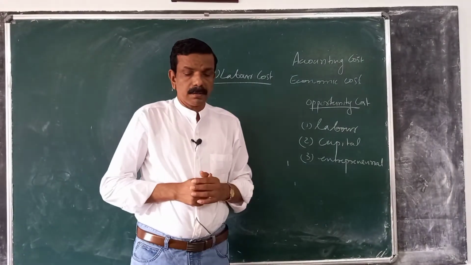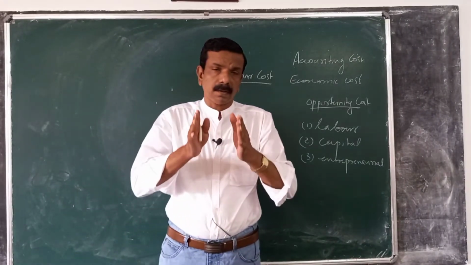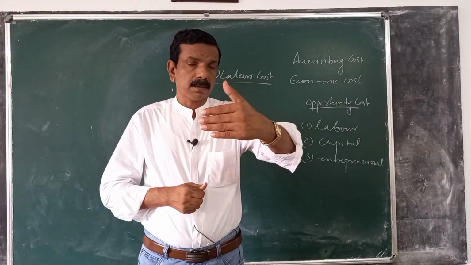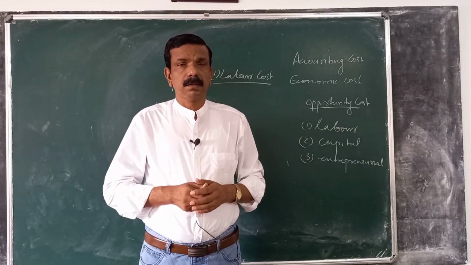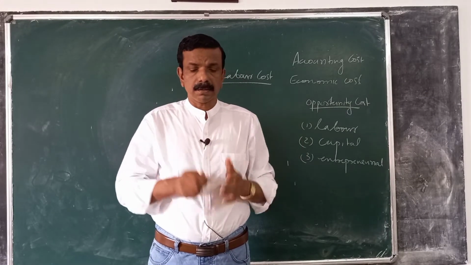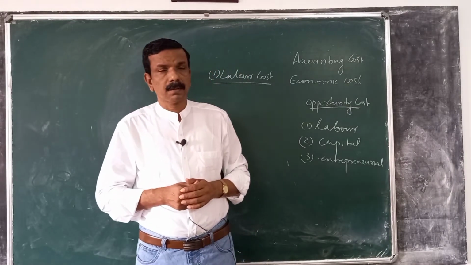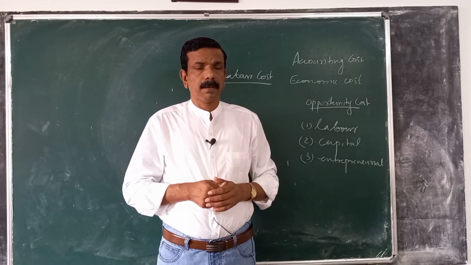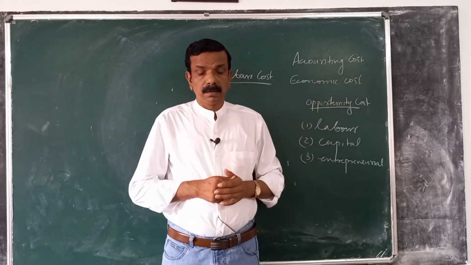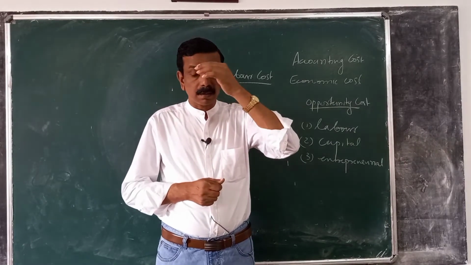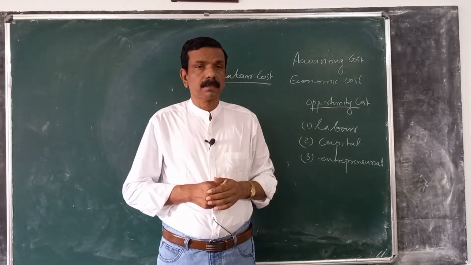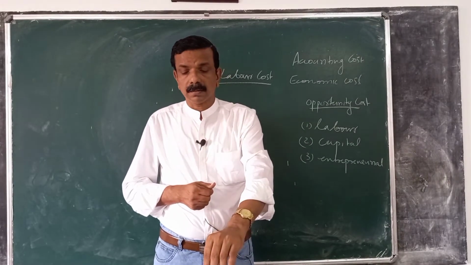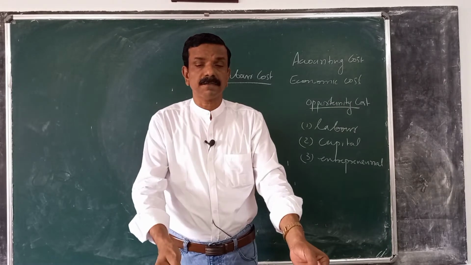Both the economist and the accountant consider the labor cost in the same way. For an accountant, expenditure on labor is a current expense, that is, wages paid to the workers. So it is part of the cost of production.